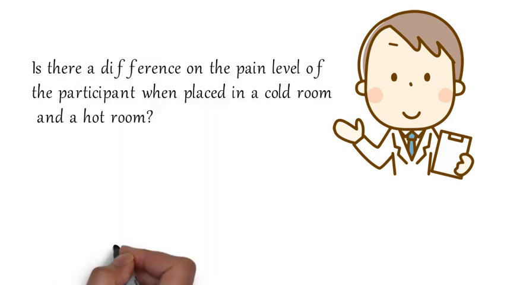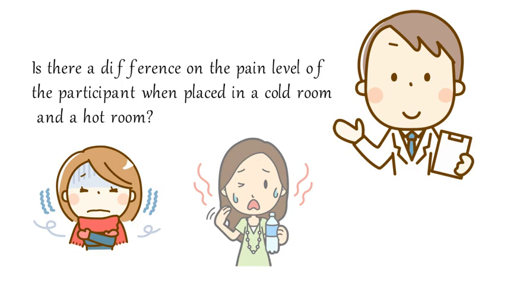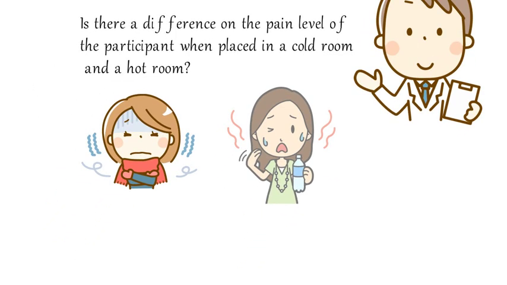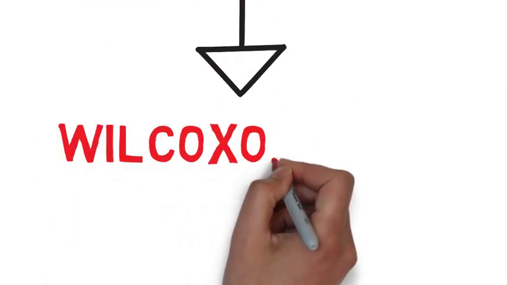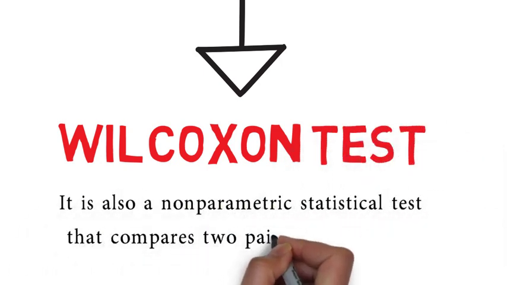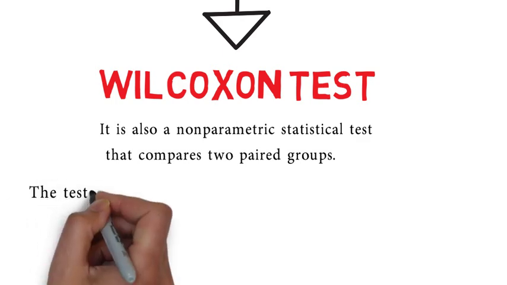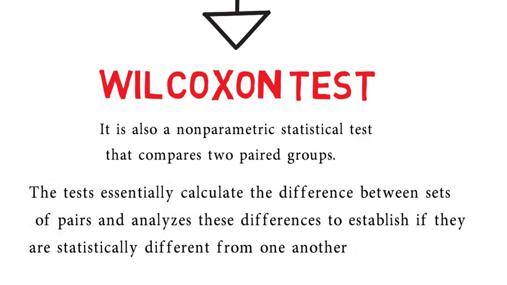For example, a psychologist wanted to know if there are differences in the pain level of the participants when placed in a cold room or a hot room. So the test that we will be using here is the Wilcoxon test, which can also be referred to as either the rank sum test or the signed rank test version. It is also a non-parametric statistical test that compares two paired groups. The test essentially calculates the difference between sets of pairs and analyzes these differences to establish if they are statistically different from one another.